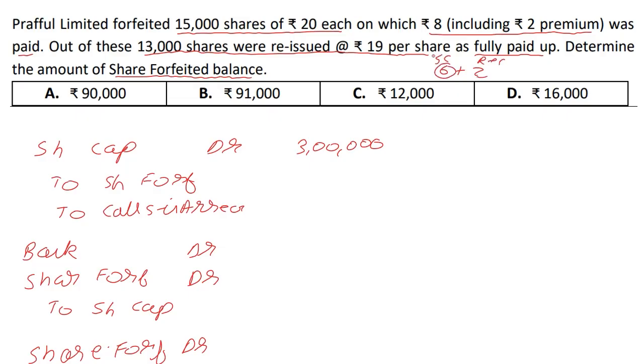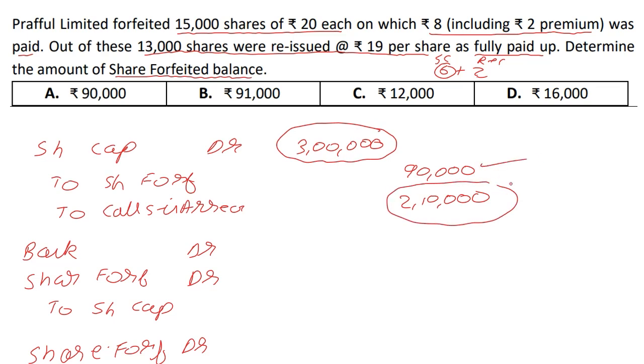So I will take the 6 and multiply it by 15,000 and I will get a share forfeiture account of 90,000. And for that, the difference is 2 lakh 10. Again, this is with me assuming that everything was called up. Even if it isn't, these two numbers are not important. What is important is that out of the share forfeiture, when we are reissuing shares at 19 per share, how many shares are we reissuing? 13,000 shares. So 13,000 into 19 is going to be the bank account, whatever that number is.